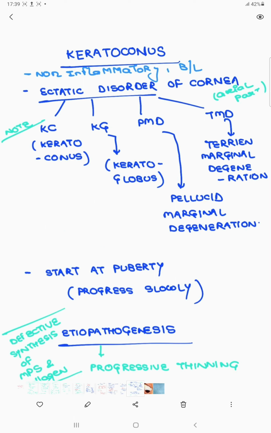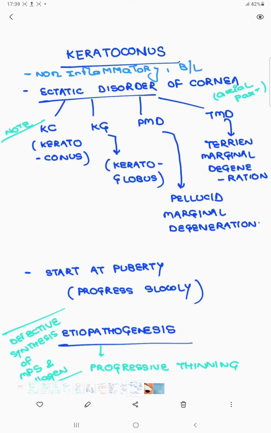What is keratoconus? It is an ectatic disorder of cornea where progressive corneal thinning occurs. What is the pathogenesis? The exact pathogenesis of keratoconus is not very clear, but it is linked to some defective production of mucopolysaccharide and collagen. Collagen is an important component of the structure of cornea. I have already told you in the anatomy of cornea; you can see that video, that collagen forms an important part of the structure of cornea. So if it is defective, then the cornea will not be normal, and thinning of cornea will occur.